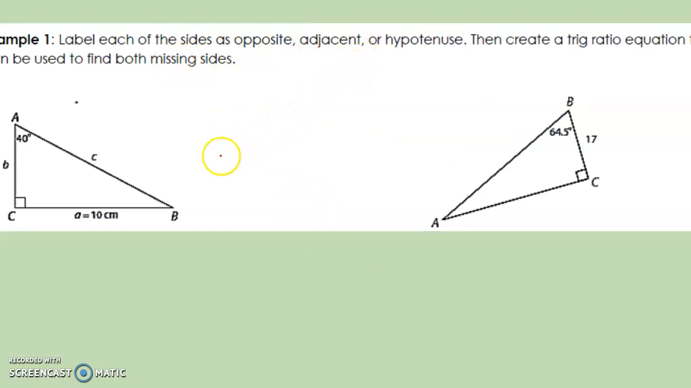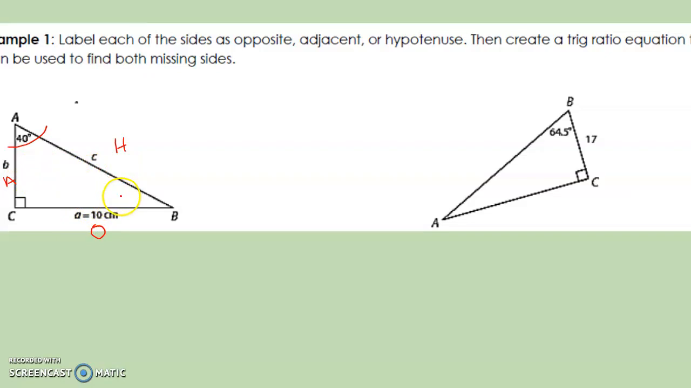Label each of the sides, opposite, adjacent, or hypotenuse, then create a trig ratio equation that can be used to find both missing sides. Well, this given angle right here, that's my angle of interest. So I'm going to label this as my opposite, my hypotenuse, and my adjacent. So I'm looking for C and B. Those are the ones that I don't know.